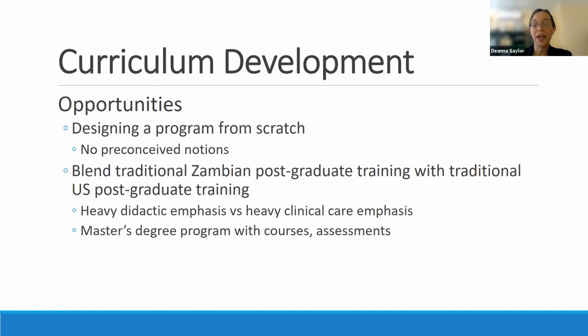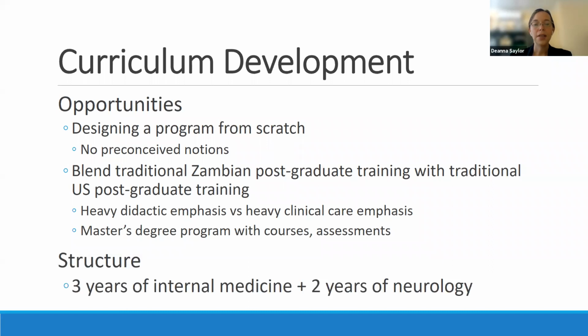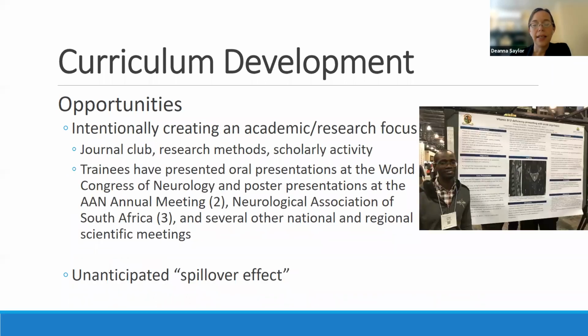And then just in general, in Zambia, residency training is considered a master's degree program. And so there needed to be formal courses and assessments, which is quite different than how neurology training or residency training is in the US. So overall, our structure mirrored other specialty training programs within internal medicine in Zambia, where our residents do 3 years of internal medicine postgraduate training and then 2 years of neurology training. This is in comparison to the US, where residents do 1 year of internal medicine training and 3 years of neurology training.